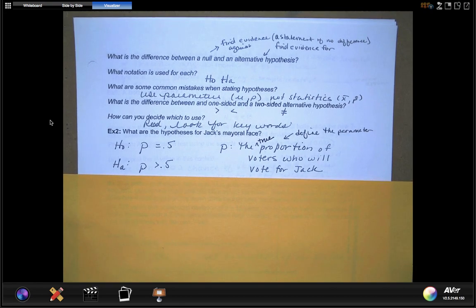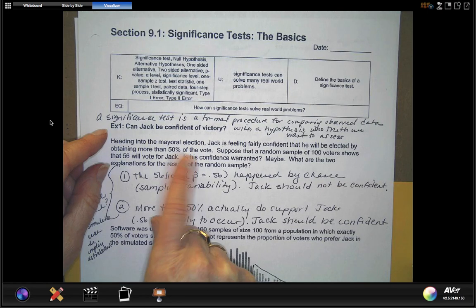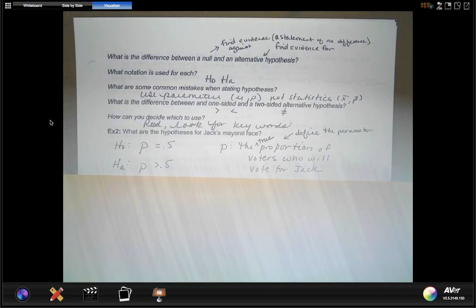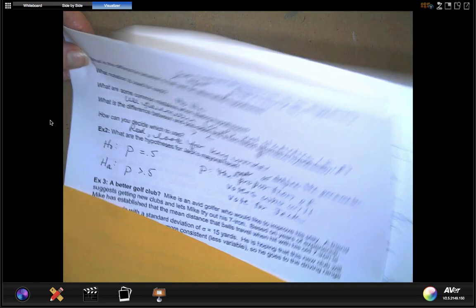Remember back here, Jack was trying to test. He wanted to know if he had more than 50% of the vote. So more, greater than. All right, so that's my hypotheses.